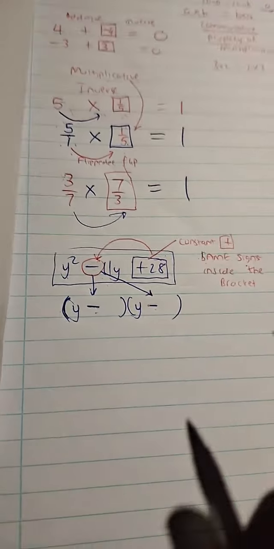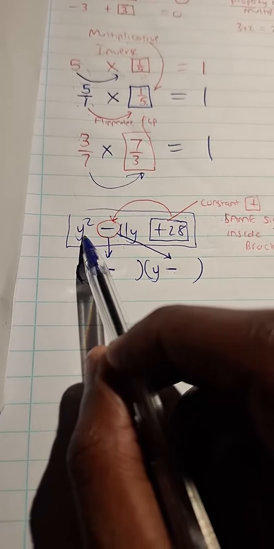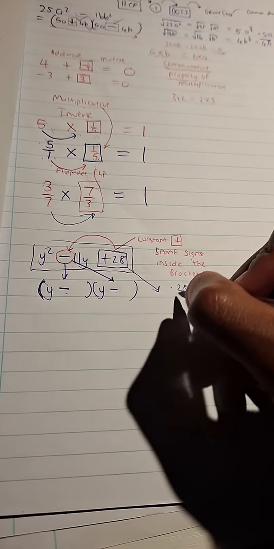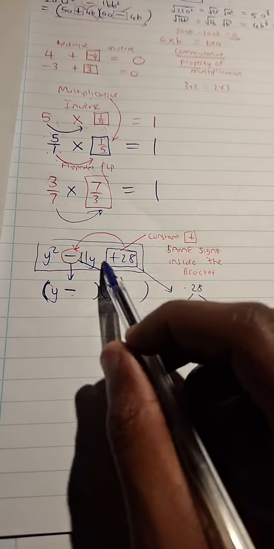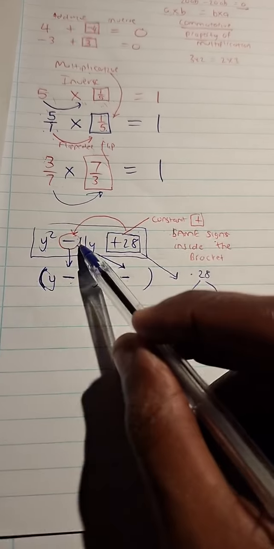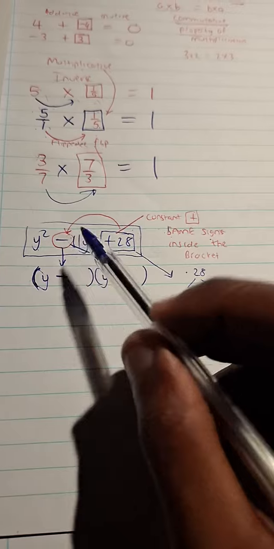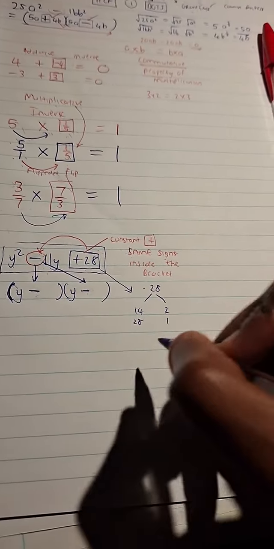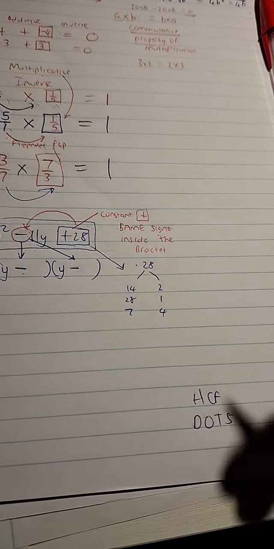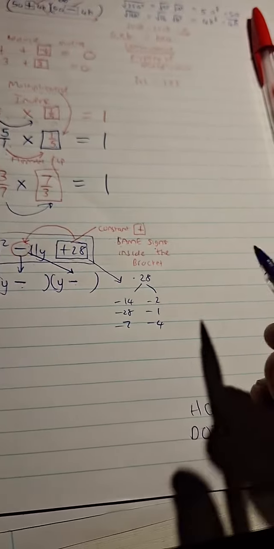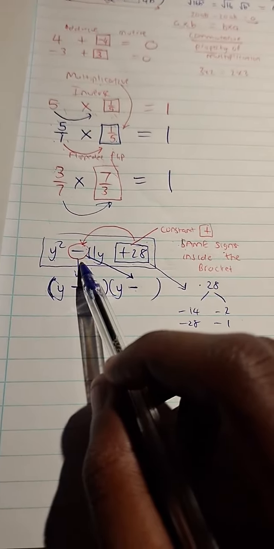Then y squared. How is y squared formed? It is y and y, because y times y will give you y squared. Then for 28, you are going to think about the factors of 28, which when you multiply give you 28, but when you add them together, as negative as both they will be, you will get negative 11. So you know you have 14 and 2, you have 28 and 1, you have 7 and 4, and many others. But the one that works the best, you know that both signs will be negative. Which one, when you add together, gives you negative 11?